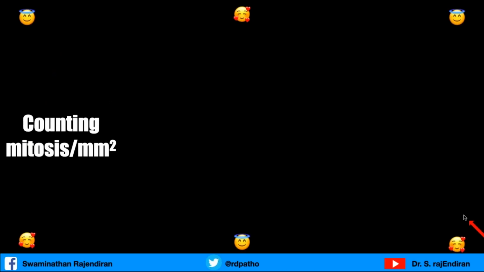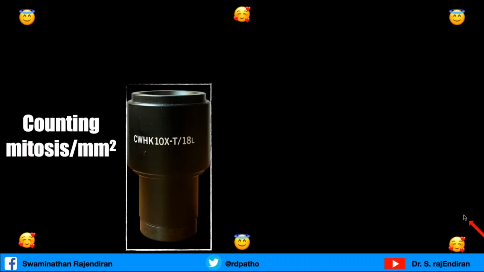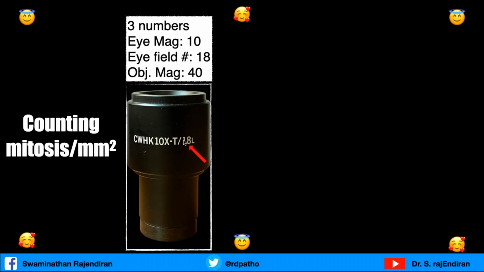Counting mitosis. Remember I told you, many people are jittery about how to count per millimeter square. It's very, very easy. Take your eyepiece. For example, here I have taken the eyepiece with a 10x and the field number here is 18. And you have to know three numbers: eyepiece magnification 10, eyepiece field number 18, and what is the objective magnification. Usually mitosis we count under 40x, so it is 40x.